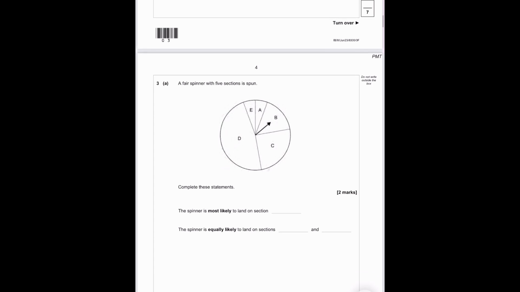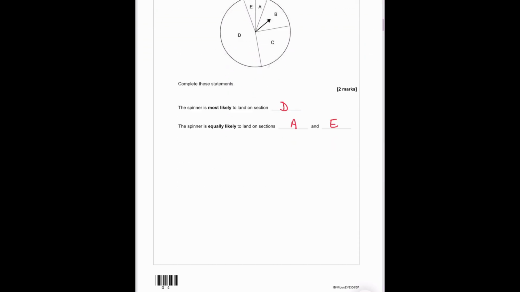A fair spinner with 5 sections is spun. Complete these statements. The spinner is most likely to land on section D, because that's the biggest. The spinner is equally likely to land on sections A and E, because they are the same size.